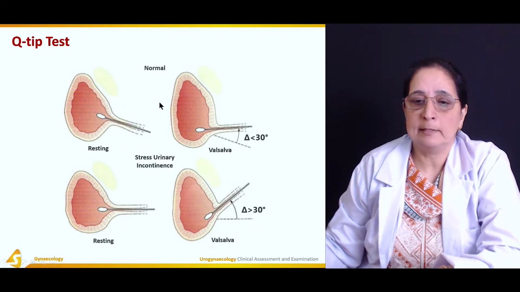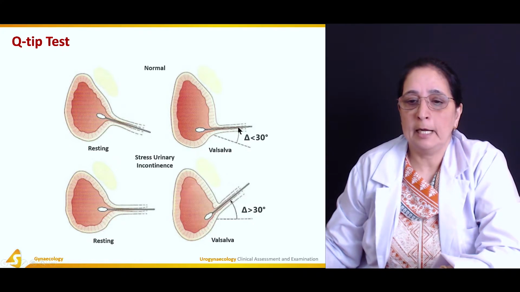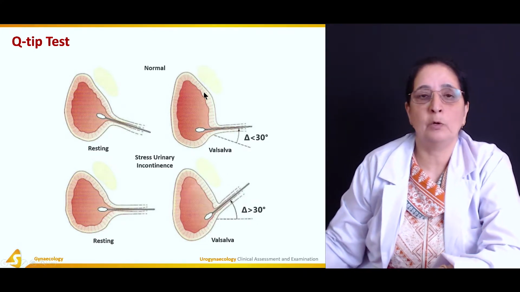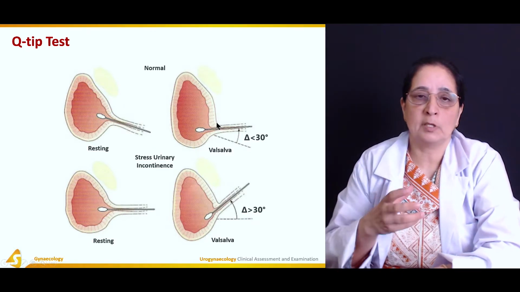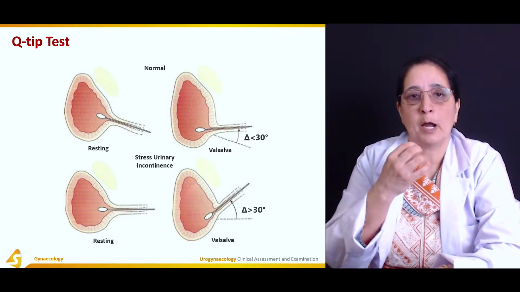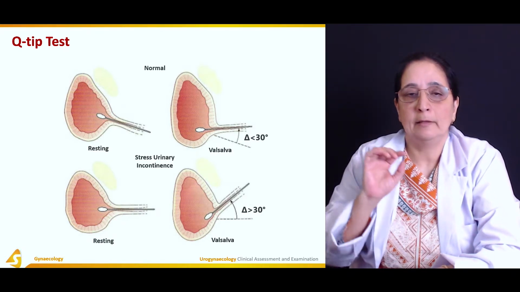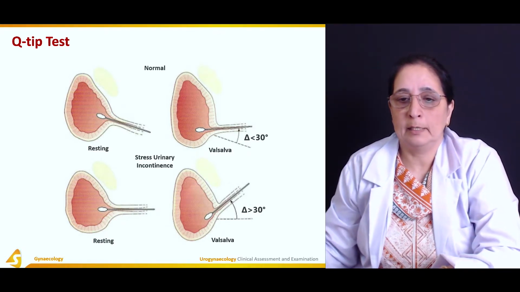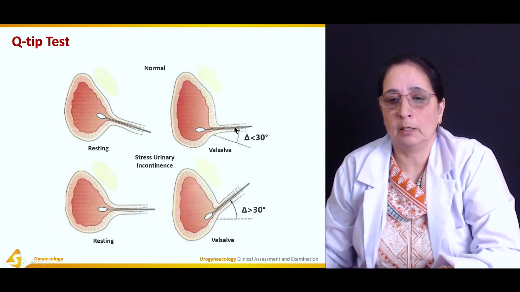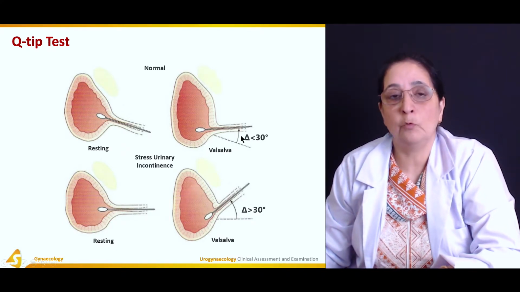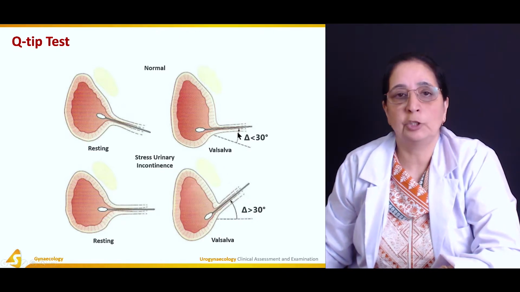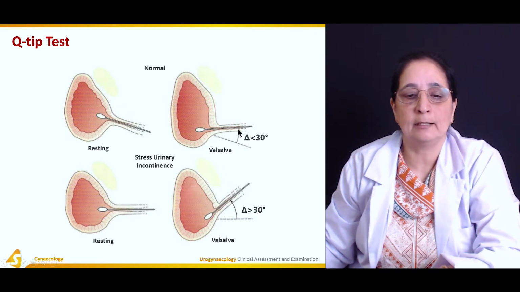And then with the Valsalva maneuver, the angle should be less than 30 degrees in the normal Q-tip test. Here, Valsalva maneuver is the forced exhalation with the closed mouth and nose, and when the person exhales, the angle of the movement of the urethra should be less than 30 degrees.